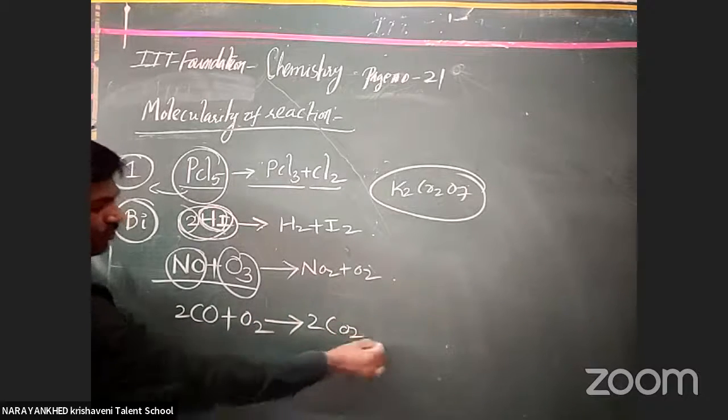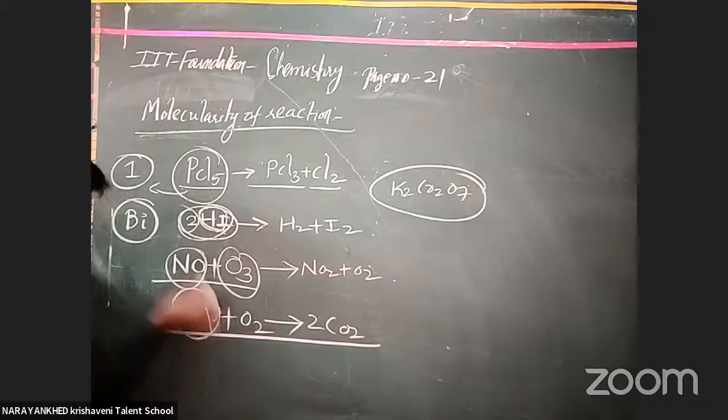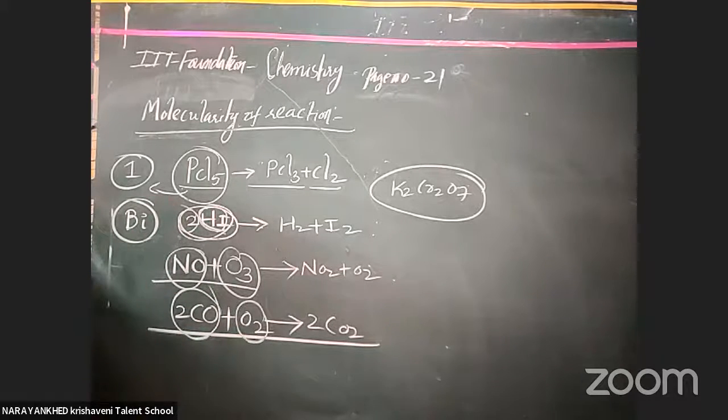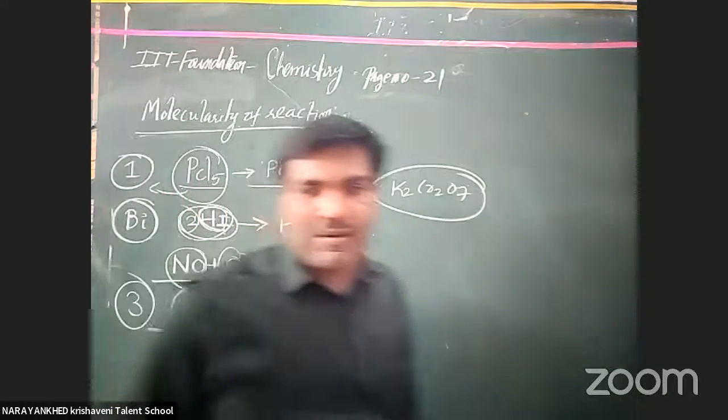2CO2. It is a form. Now tell me, how many molecules are there? There are two molecules... there is one molecule. Two carbon monoxides, one oxygen. Got it or not? There is 2 plus 1. How many? 3. Trimolecular. Got it or not? I hope you got it now.